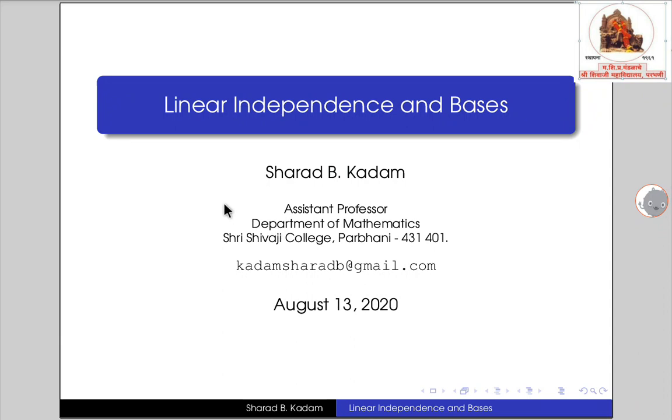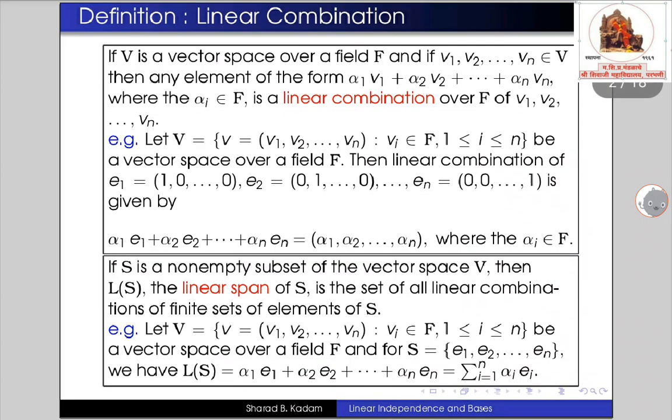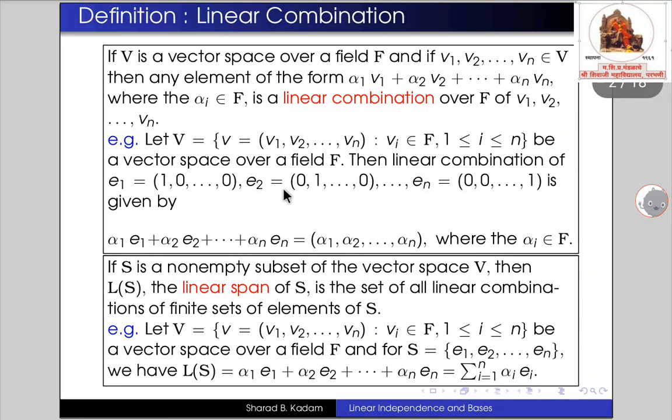In this lecture, I will explain the definition of linear combination, linear span, finite dimensional vector space, linearly dependent vectors and linearly independent vectors. So first we will see the definition of a linear combination.